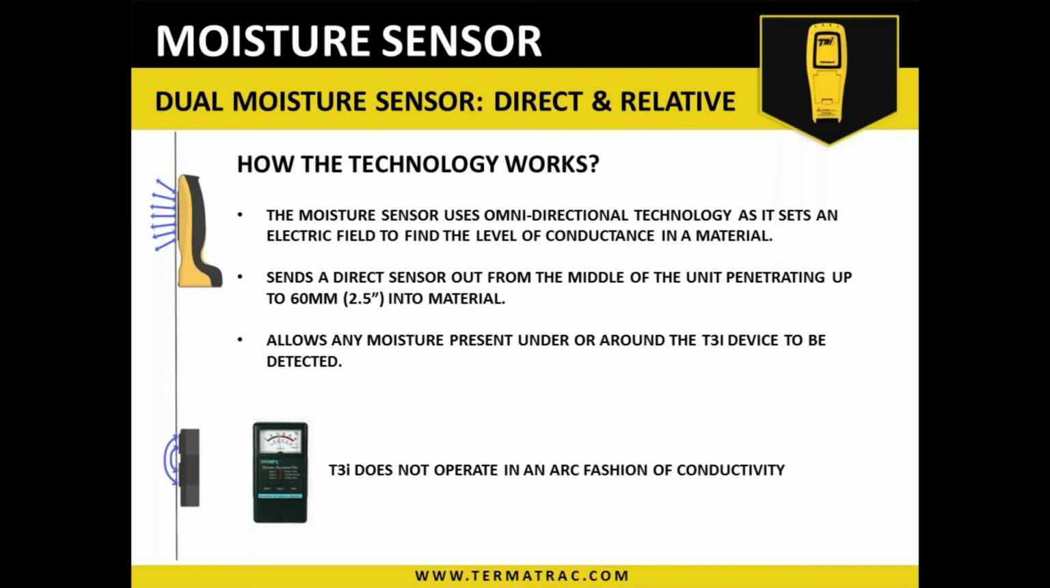Now, the Termite unit itself operates on an arc of conductivity, so it has 2 pads. So it transmits electrical conductivity through the material, through the receiver pad. It's from the differences in resistance values on those 2 pads as to where the needle will sit.